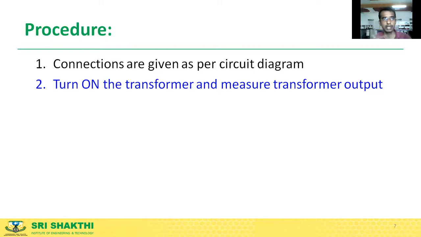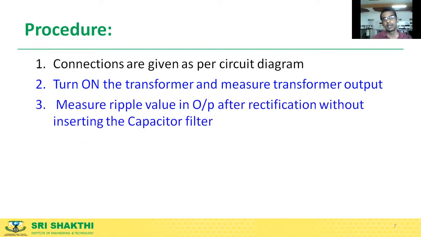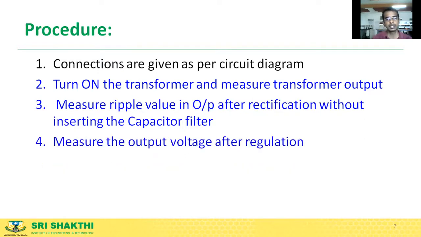If it is 12 volt, you get around 18 or 20 volt, right? So that even if the input falls down, the output is ensured. So that's the reason. Then we will measure the ripple content of the output after the rectifier without inserting the capacitor filter. Then, inserting the capacitor filter and the regulator IC, we'll see what the output voltage is with regulation. So that's the agenda. We'll tabulate the readings and find out whether what we get practically coincides or falls in the range of the theoretical value.